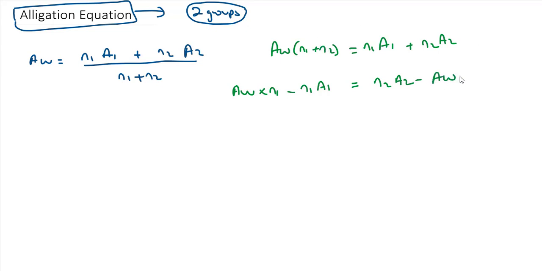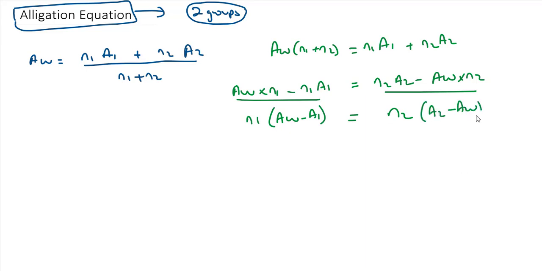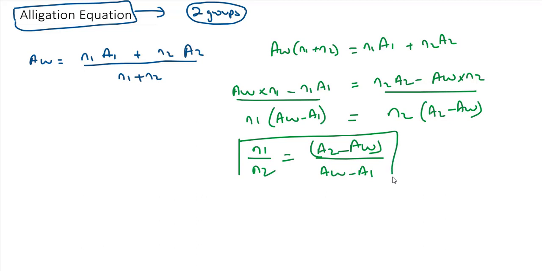So we will get AW into N2. Now from this we'll take N1 common, from this we'll take N2 common. So we'll get N1 into AW minus A1 will be equal to N2 into A2 minus AW. From here we'll get N1 upon N2 is equal to A2 minus AW upon AW minus A1. So this equation that we have arrived at is known as the alligation equation.